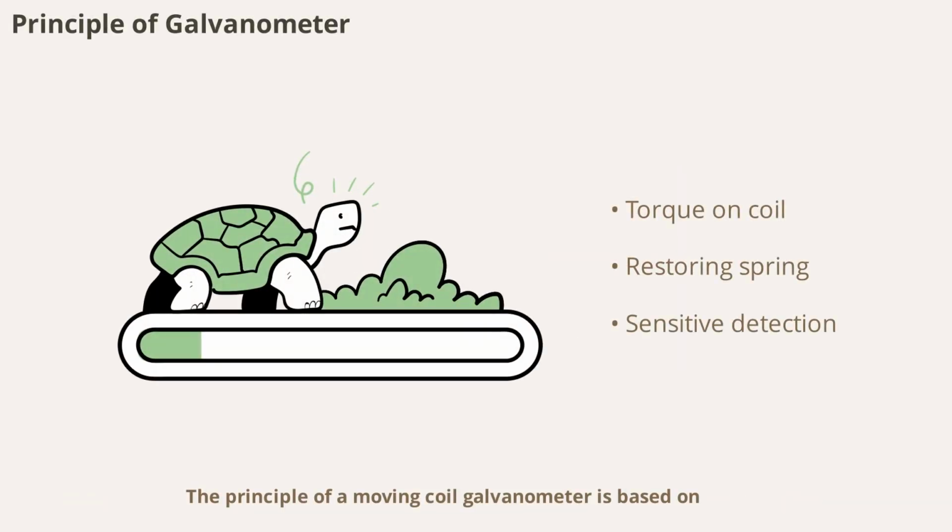The principle of a moving coil galvanometer is based on the torque experienced by a current-carrying coil in a magnetic field. The coil is suspended between the poles of a magnet, and when current passes through, it rotates due to the magnetic torque. The restoring torque from a spring balances the magnetic torque, and the equilibrium position indicates the current. This principle ensures accurate and sensitive current detection.